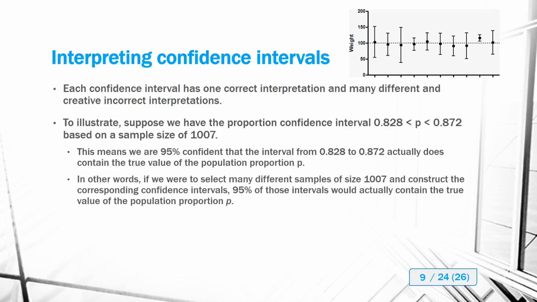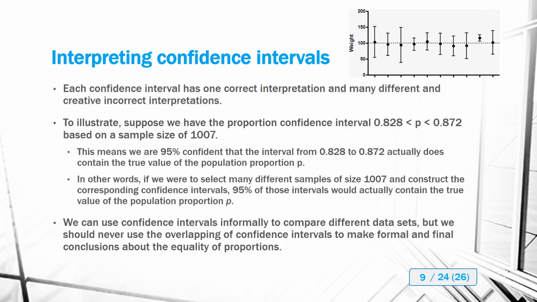In other words, if we were to select many different samples of the same size, with simple random sampling, so the same size, which in this case is 1,007, and we construct confidence intervals for each one of those samples, 95% of those intervals would actually contain the true value of the population proportion p. That's another way to look at it. If you're trying to interpret a confidence interval other than what you see here, you're going off the beaten path, and you need to back step and get yourself rooted in the true way to interpret confidence intervals.